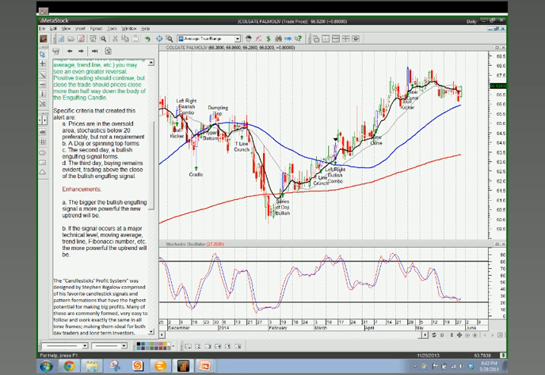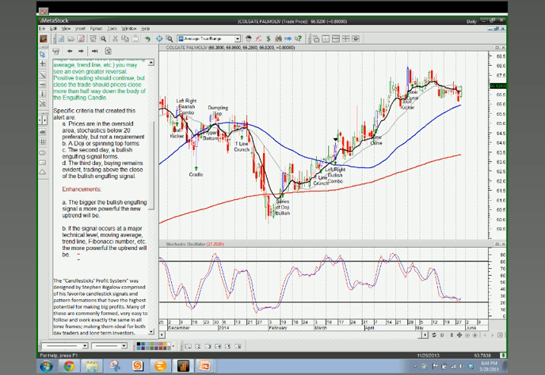And you can do that in a number of ways. You might prefer one particular pattern over another. Or you may have quite a few of one certain pattern, and you may look for these enhancements to help you decide which ones you want to get in. In this particular case, it says the bigger the bullish engulfing signal, the more powerful the new uptrend will be.